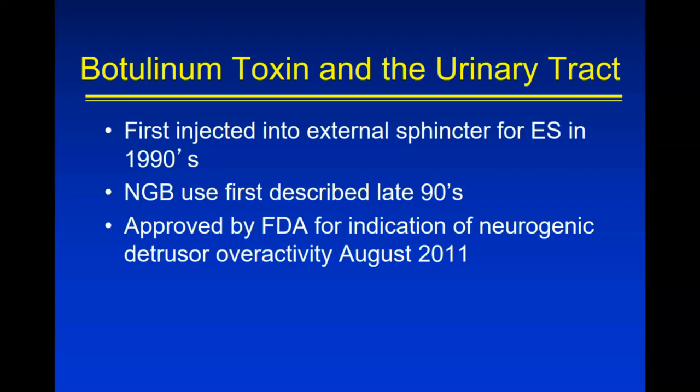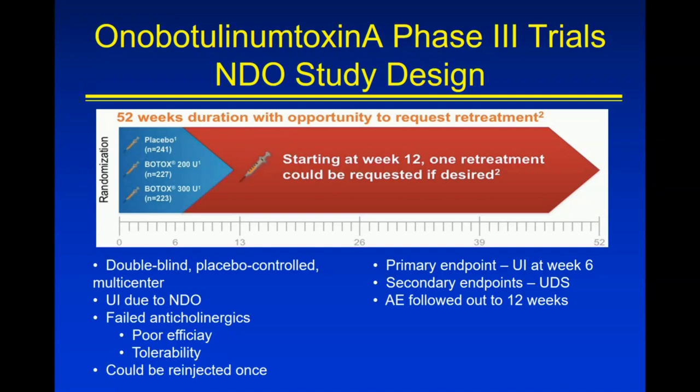But it's really where it caught on initially was for neurogenic detrusor overactivity. So we're going to talk about some of the neurogenic detrusor overactivity data first. The first study that was done was really looking at what's the right dose? Because we started at 300 units. That was just arbitrary, Brigitte Schurch's group in Switzerland started at 300 units. And is that the right dose?